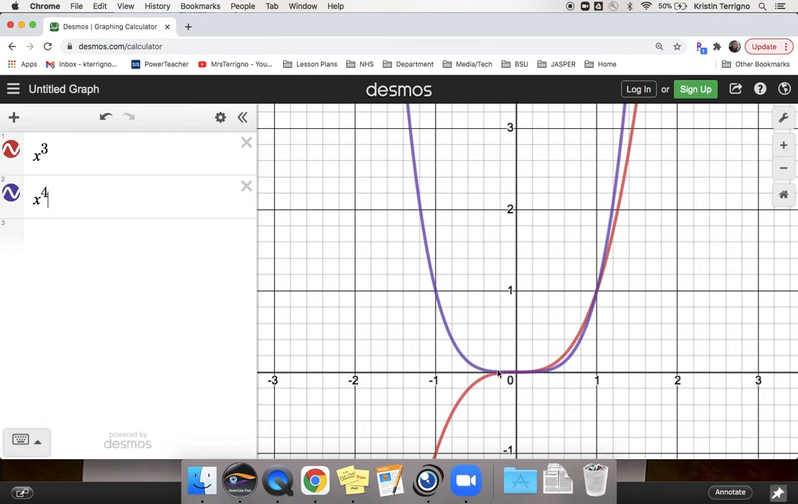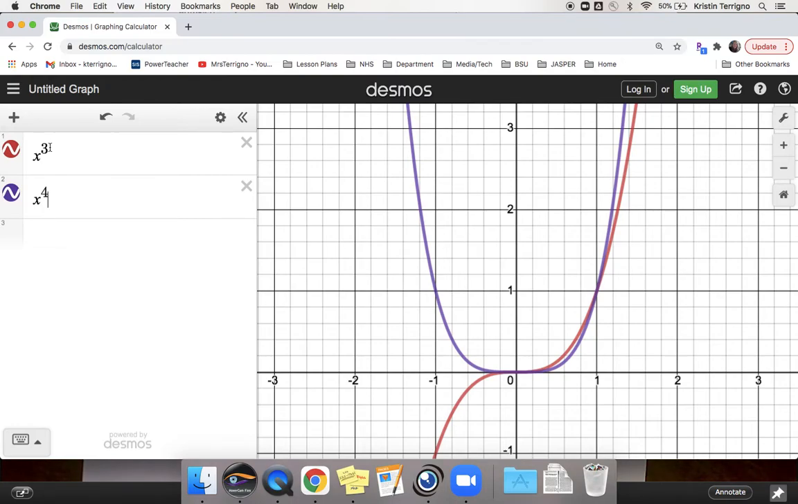If you look at the left side of the graph, the purple one heads upward while the red one heads downward. That's because the odd power turns negative, or keeps negative numbers negative. The even power turns negative numbers positive. That's going to be a really important relationship to understand.